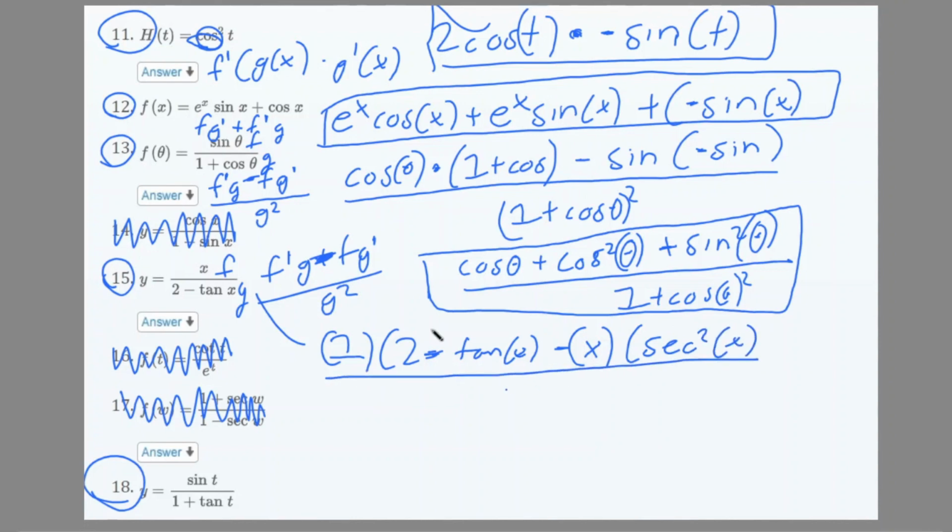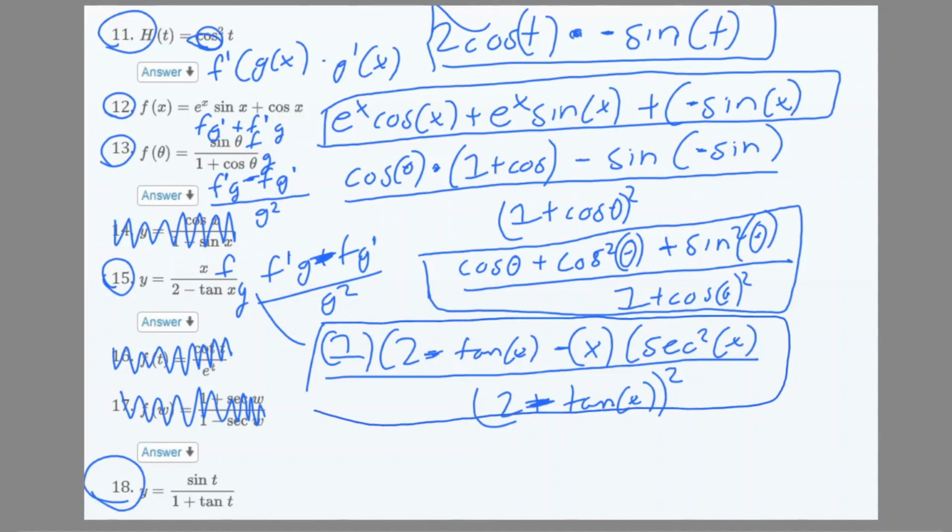And then on the bottom would be 2 minus tan x, and that would be squared, in which we don't need to simplify that. So you could leave your answer just like this, 1 times 2 minus tan x minus x secant squared x, and then on the denominator would be 2 minus tan x squared. You could just leave it like that. That would be your final answer.